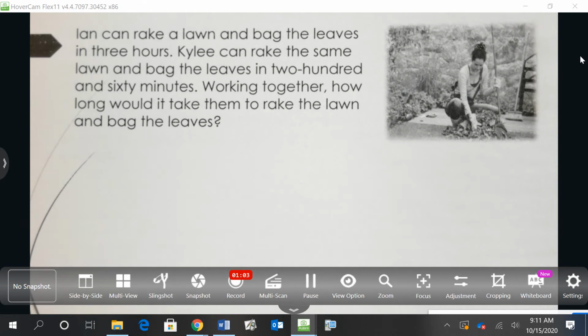As I stated earlier, my suggestion is not to write down the entire word problem right now. You just won't have enough time. I'm going to post this PowerPoint to your Teams page so you can go back and write it into your notes if you choose to.